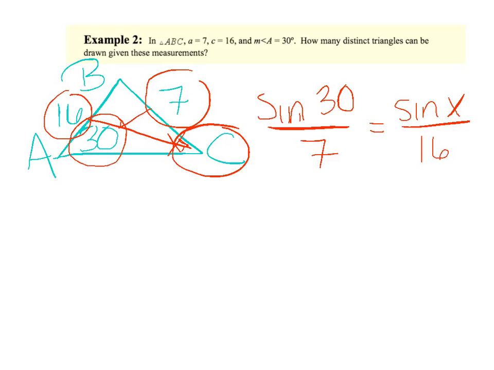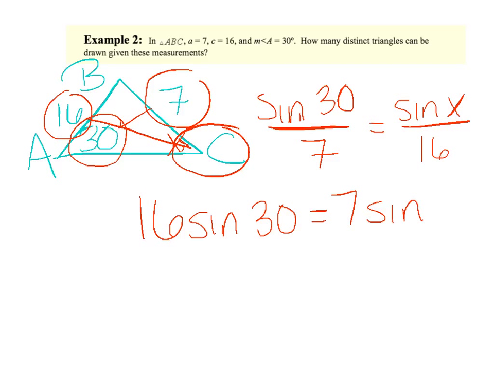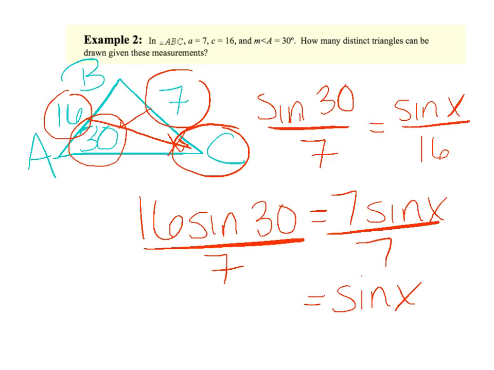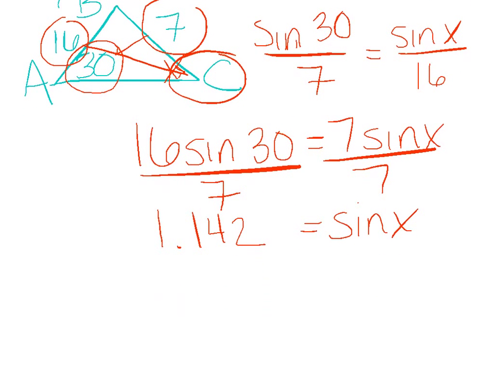So that's where my x is. Cross multiply. So I've got 16 sine of 30 equals 7 sine of x. Divide your 7 out of the way. I get 1.142, and so on. I'm storing that into alpha A equals sine of x. And now I haven't solved for x. To get rid of sine, take the inverse of both sides.